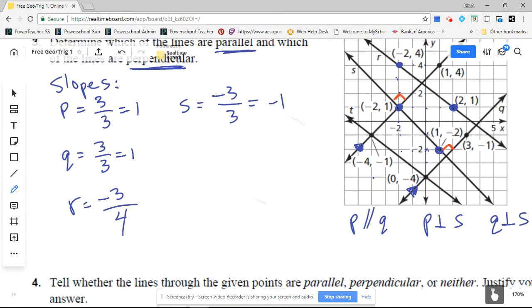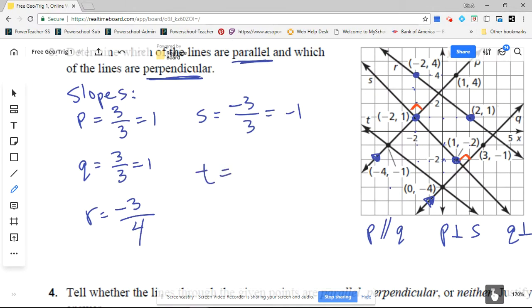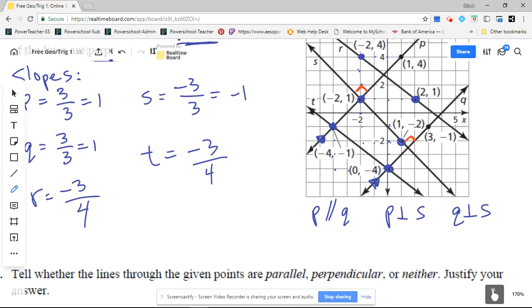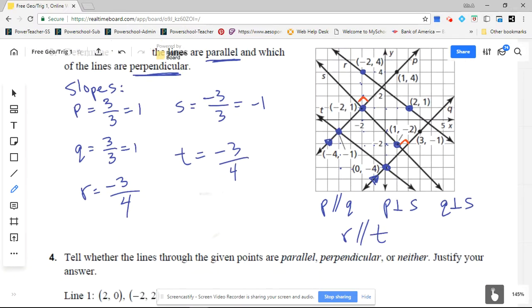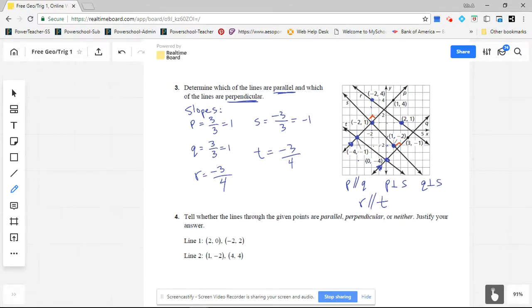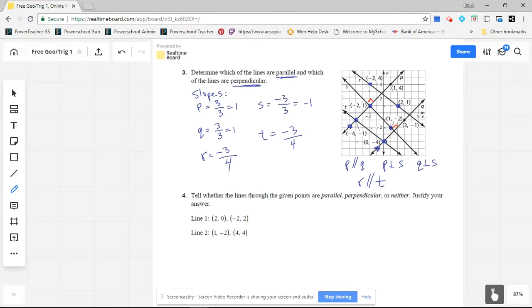All right, last one is T. So let's find T's slope. We got a point on T there. We got another point down there. You're going to go down 1, 2, 3 and over 1, 2, 3, 4. Down 3 and over 4. And so it's going to be parallel to R. So R is parallel to T. So your parallel pairs were P and Q and R and T. Your perpendicular pairs were P and S and Q and S. So that was 3. We had to find parallel slopes and perpendicular slopes.